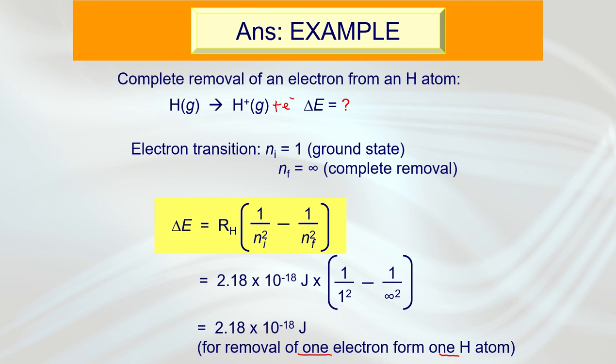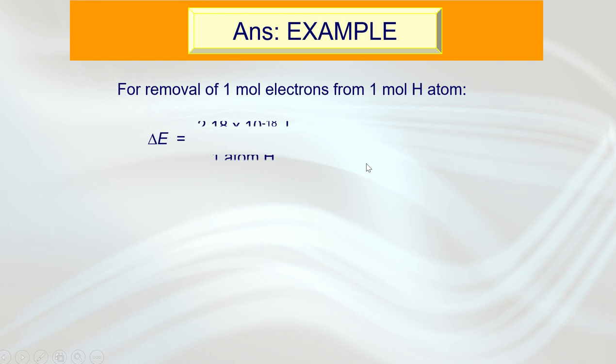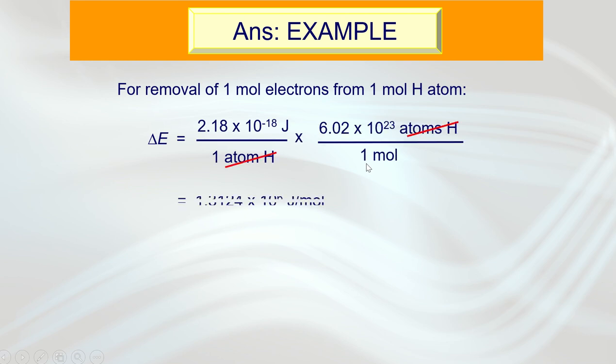But the question asks you to calculate the ionization energy. And if we refer to the ionization energy, it means the minimum energy required to remove 1 mole of electron from 1 mole of gases, atoms, or ions. So that means you have to multiply by the Avogadro constant, because just now this value is just for 1 atom of hydrogen. So let's multiply by the Avogadro constant to get per mole, and then we have to convert it into kilojoule. Kilojoule per mole. So this is the answer.